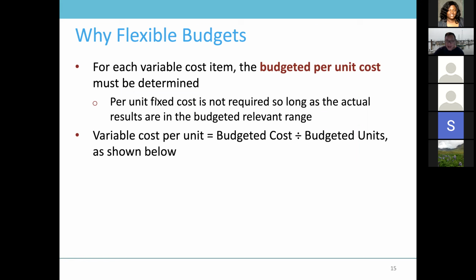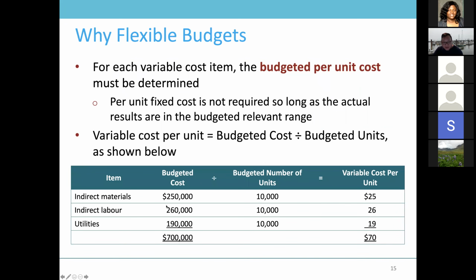And it's very easy to calculate, right? Budgeted cost divided by budgeted units, that's the variable cost per unit. So we know the cost numbers, and we know the budgeted units is 10,000. So we figured out for each unit, 25 for indirect materials, 26 for indirect labor, and 19 for utilities. So that's how I figured out the budgeted variable cost per unit.